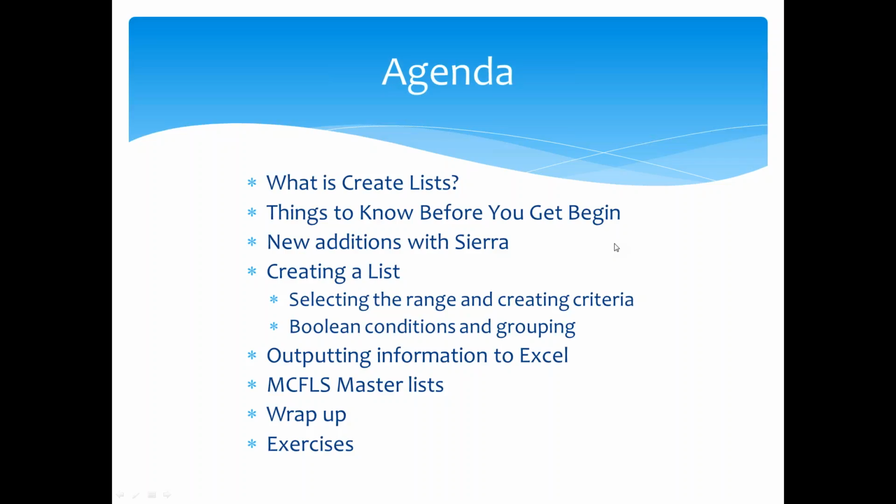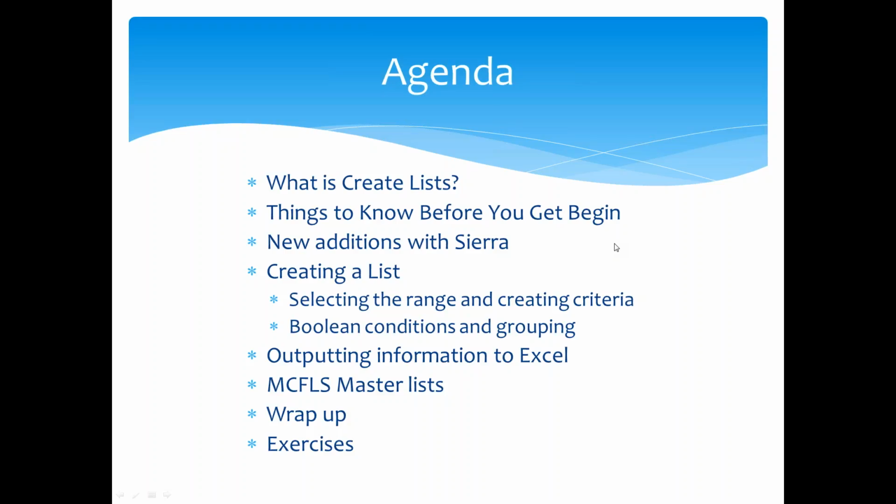We'll talk about, obviously, the new additions with Sierra. In addition to those operators that were just added, there are new fields for holds and finds that we did cover in the 2014 session, but I have a little bit more information about those. And the majority of the time we're going to take today is going through and actually creating a list. We will select the range and create criteria, and then take a long time looking at Boolean conditions, including the new ones, and also the nuances of creating a list, the things you may not use all the time, but are very useful in creating your review files.